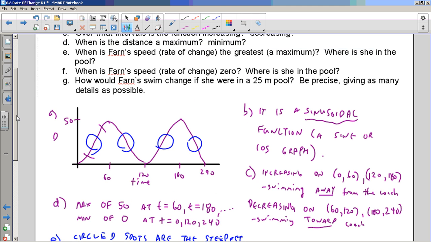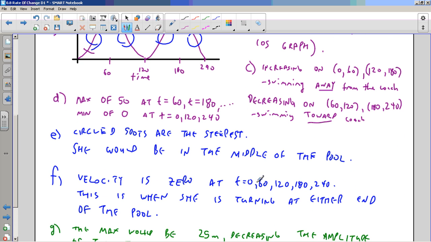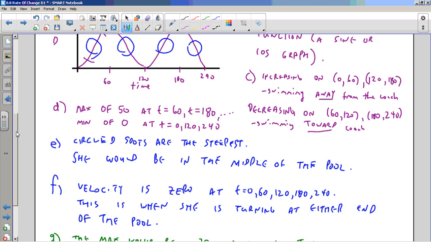What does it say? When is Farn's speed equal to 0? Velocity is 0 anytime it's a minimum or a maximum, right? Minimum at 0, 120, and 240, a maximum at 60 and 180. That's when she's turning and going in the opposite direction. This is when she's turning at either end of the pool and her distance isn't changing.